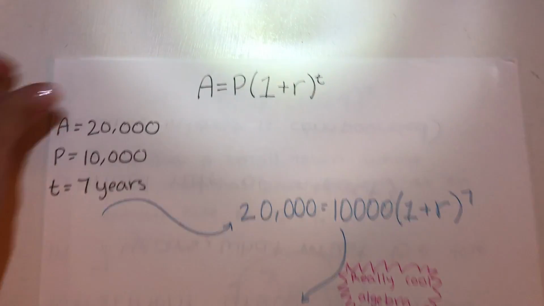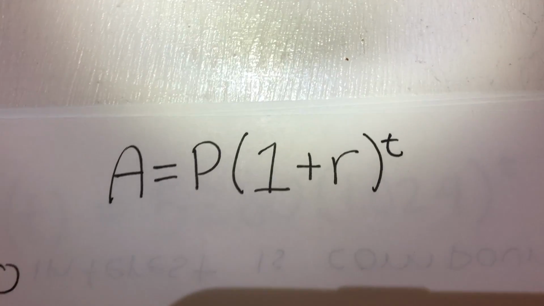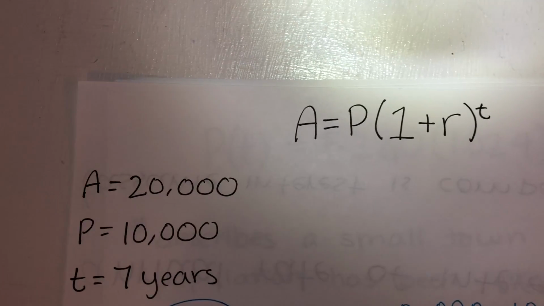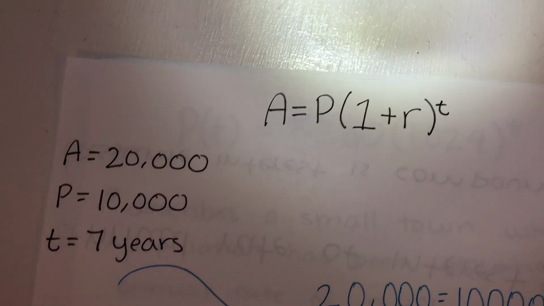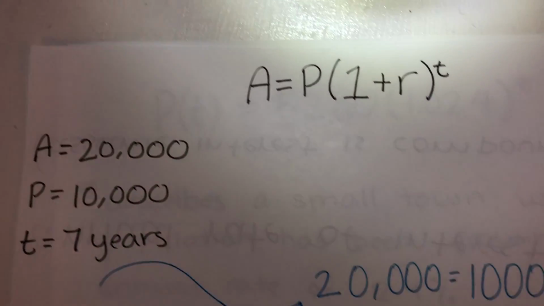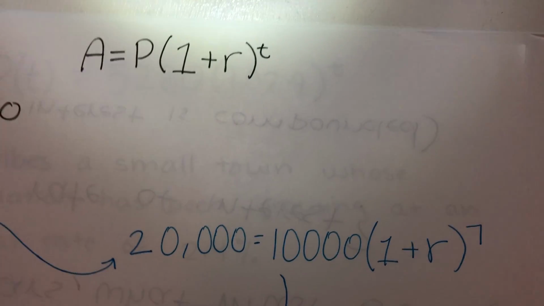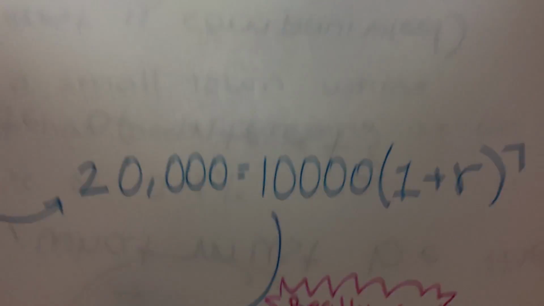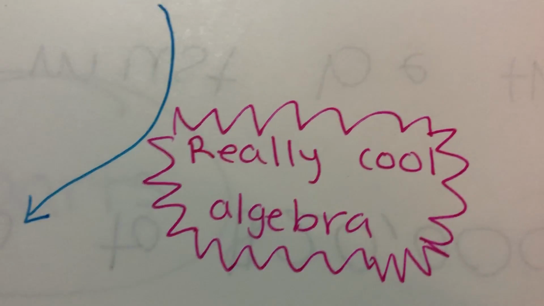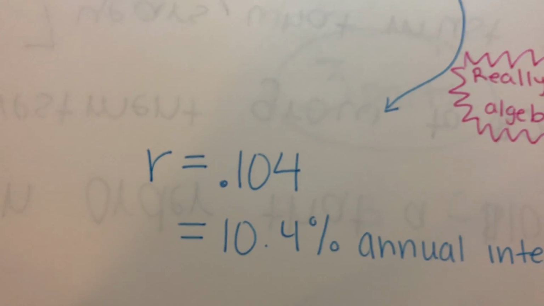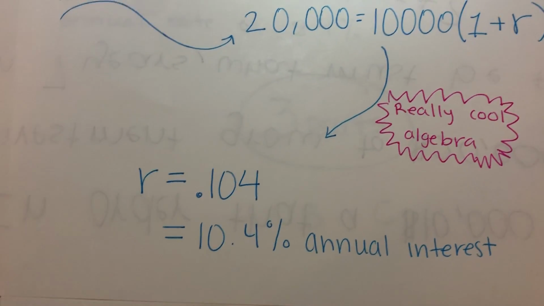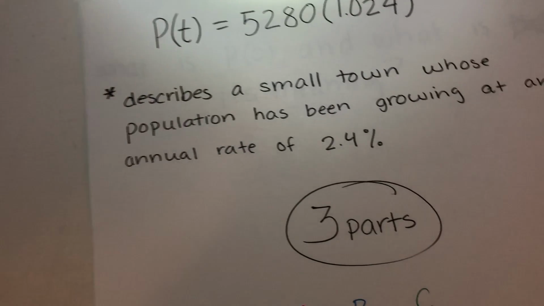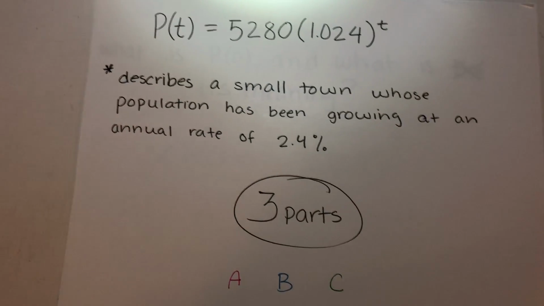So, we use our handy-dandy formula and plug in what we know. We know that A equals 20,000, P equals 10,000, and T is 7 years. Now we plug it into our formula, and this is where we're at. Then, with some really cool algebra, we get R equals 0.104, or 10.4%, which is the annual interest. Okay, pretty easy, right? So let's move on to something a little bit harder.